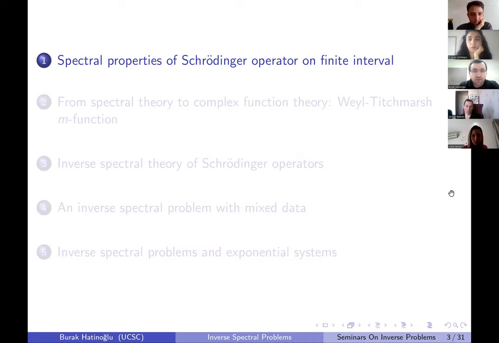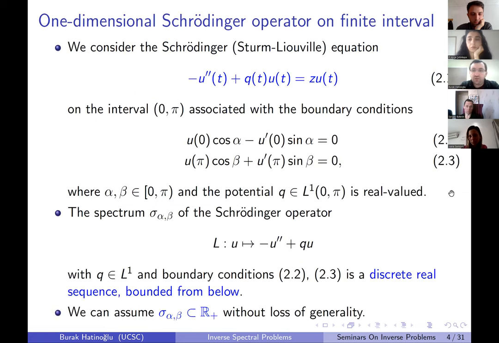So let's start with spectral properties of Schrödinger operators on the finite interval. Our main object will be the Schrödinger operator on the interval. Actually, this is just a Sturm-Liouville operator. So 2.1 will be the main equation we are going to consider, with the given boundary conditions 2.2 and 2.3. Here alpha and beta are just some constants between 0 and pi. The function Q is usually called the potential function, and in inverse problems it is usually assumed to be real valued. Throughout the talk, we will mostly consider L1 potentials.